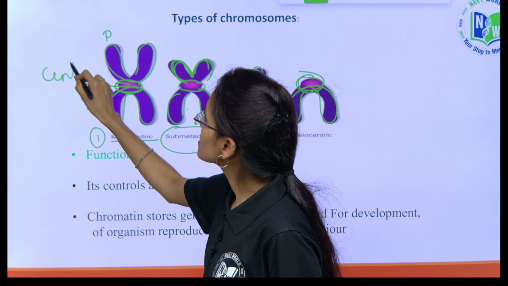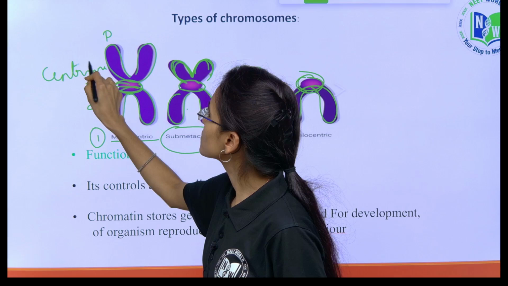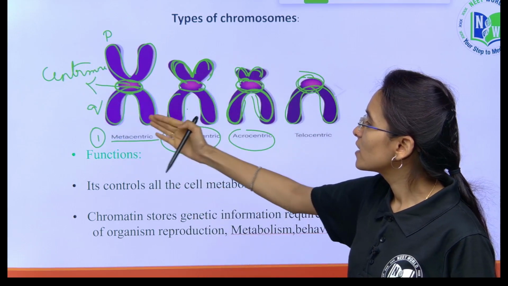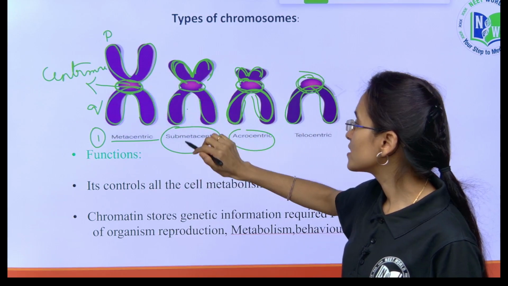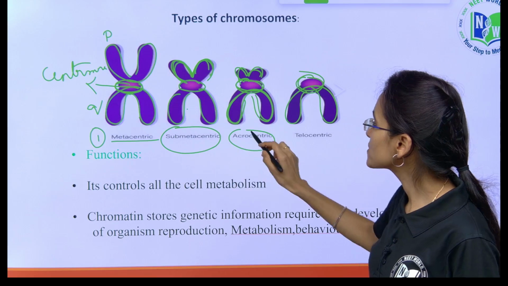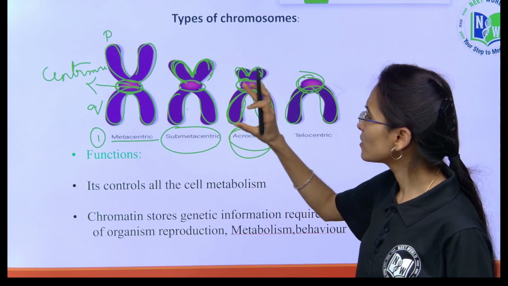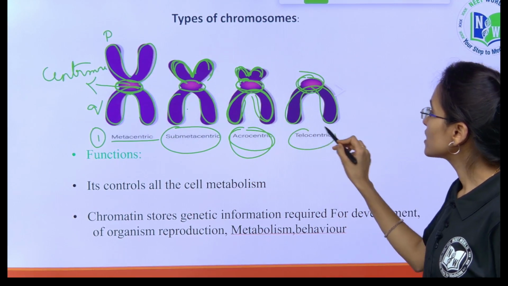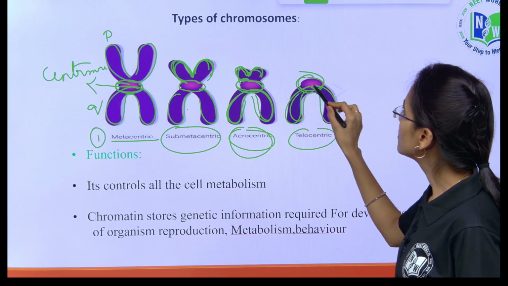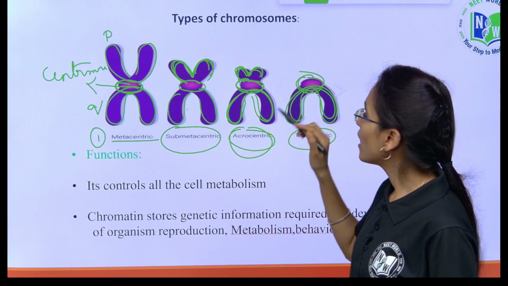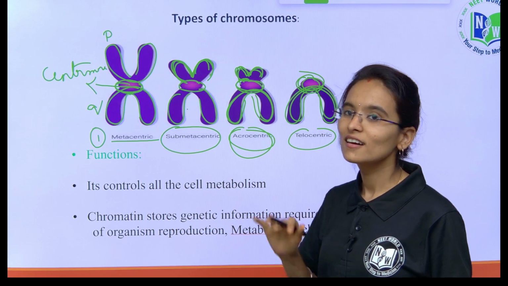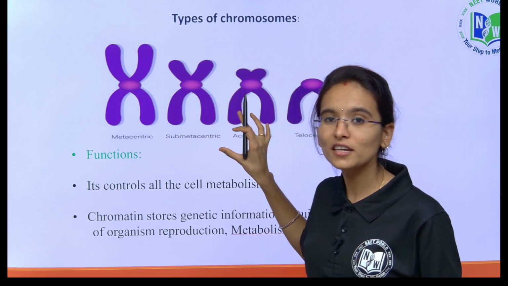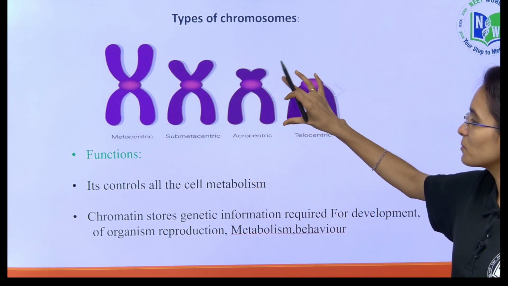What is this? It is a centromere. Based on the position of the centromere only, we have categorized them into 4 types. In the metacentric, 2 equal arms. In the submetacentric, 2 unequal arms. In the acrocentric, we usually have 2 small arms and 2 long arms. In the telocentric chromosome, we have only 2 arms and at the end we can find the centromere. These diagrams are very important. Please try to memorize this.